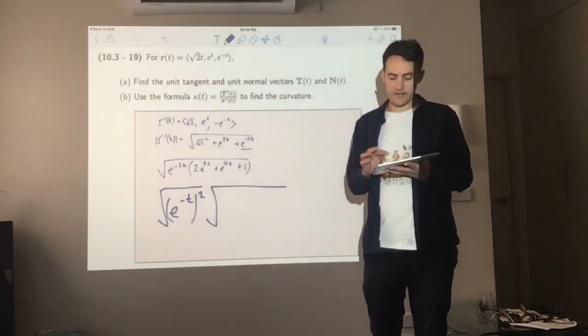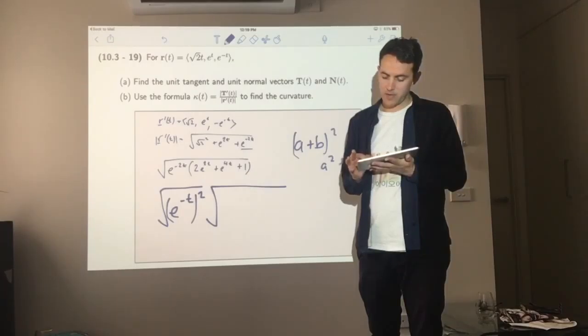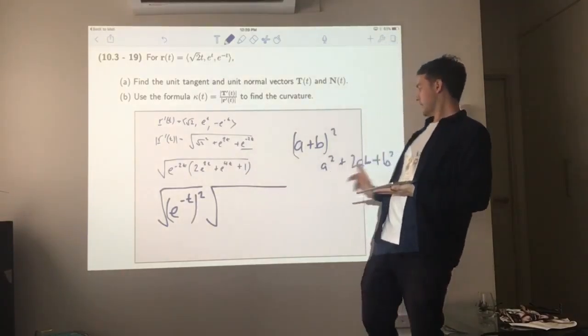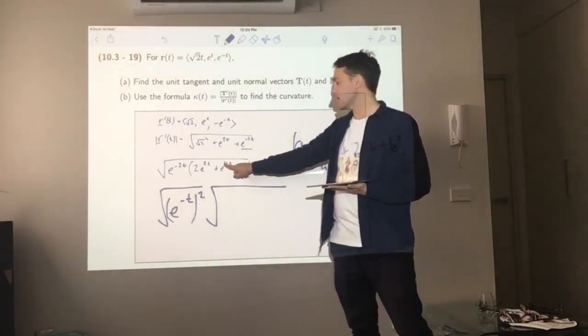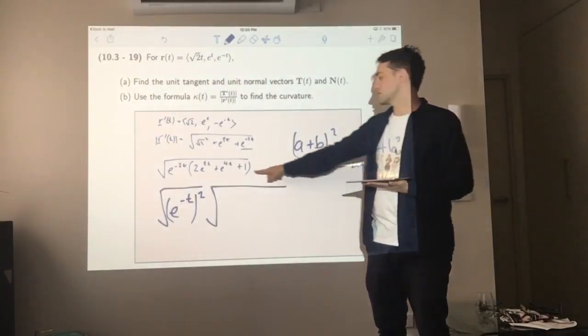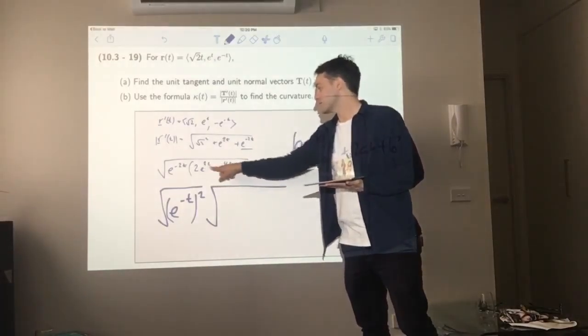If we remember our basic polynomial of a plus b squared, we get a squared plus 2ab plus b squared. And so this one, sorry, I was writing it in the wrong spot. So this one actually factorizes out. This e to the 4t is the same as our a squared. This 1 is our b squared. And then this is our e to the 2t times 1.